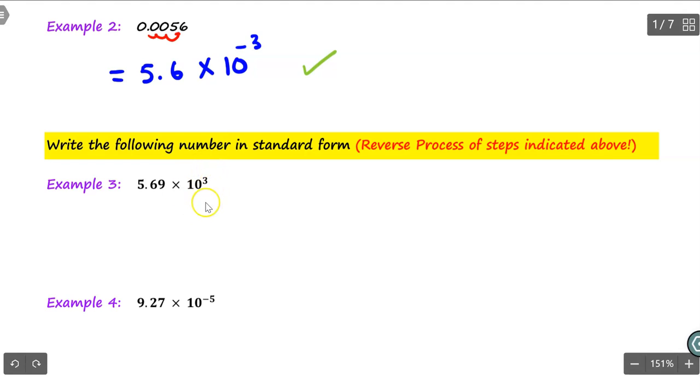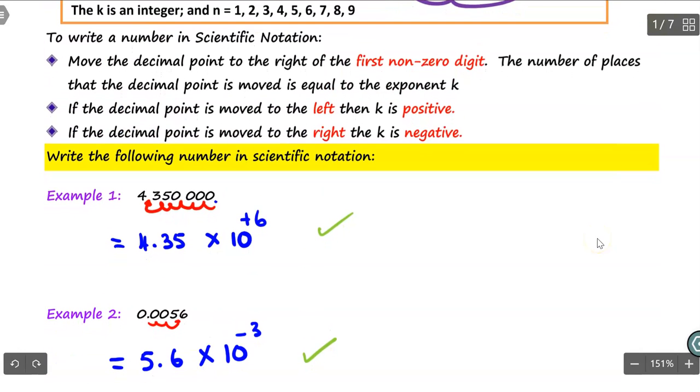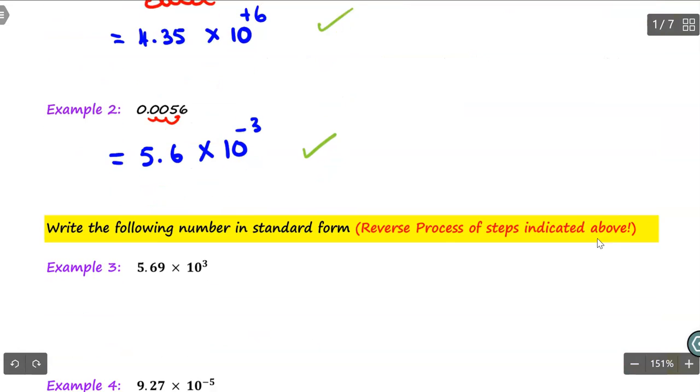Take a look at 10 to the exponent 3. This is a positive exponent. So if you get rid of this 10 to the exponent, this number right here, 5.69, has to increase. That means you are going to move the decimal point to the right. So it's the exact reverse of what you have done above. Here you move to the left for the positive. Now get rid of the positive 10 to the exponent, then you move to the right.